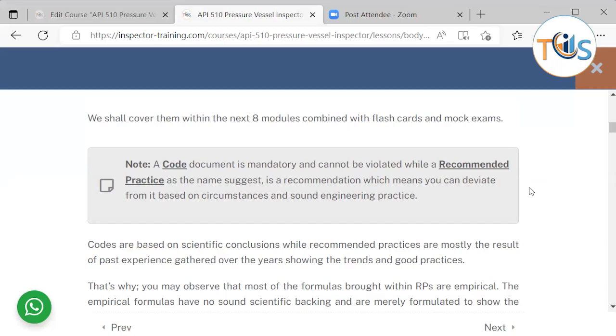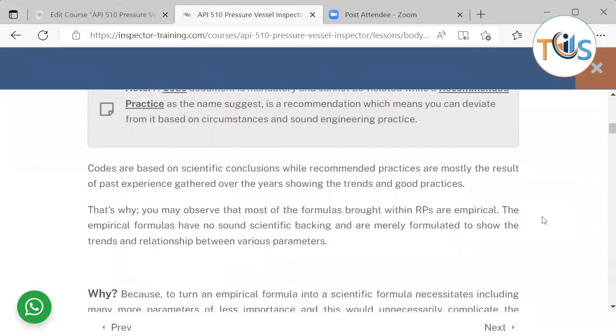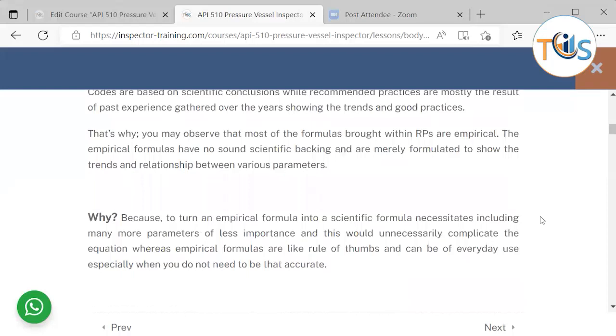So you're allowed to, if you have a sound engineering reason, you can always deviate from the recommended practice. So normally codes are all based on scientific conclusions, and that's why the recommended practices are mostly practically oriented. So that's why you see that there are a lot of empirical formulas, trends, and graphs to show you the overall picture and how to handle different situations.